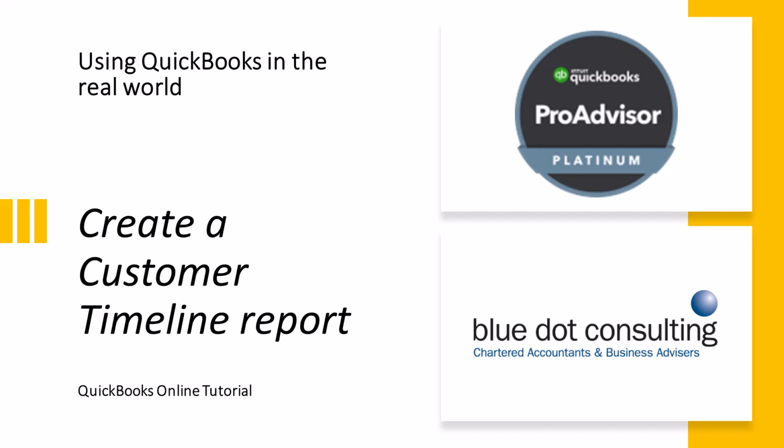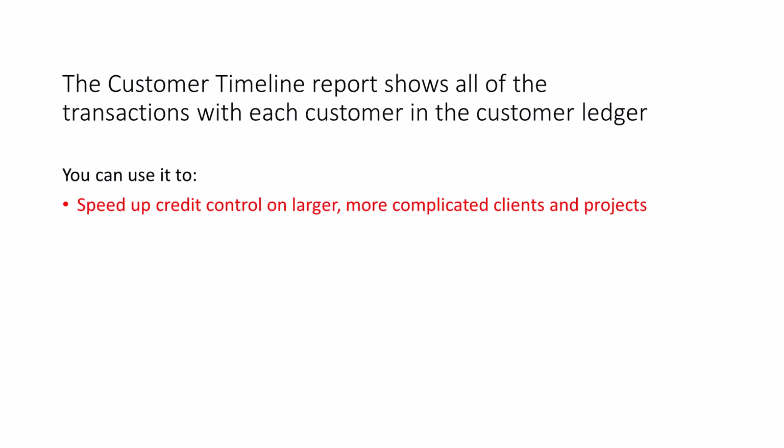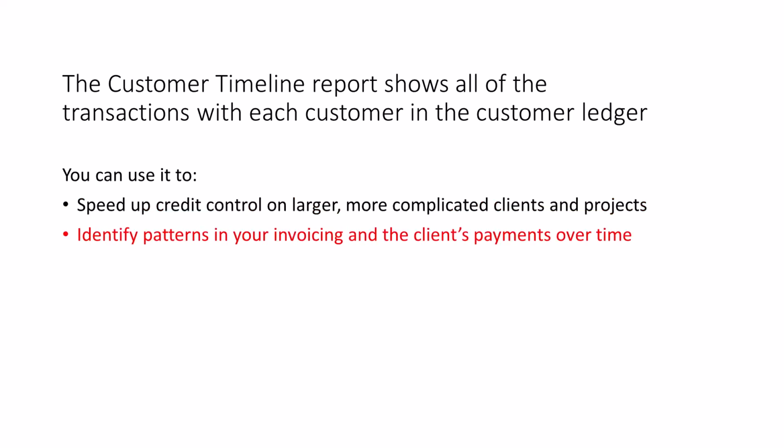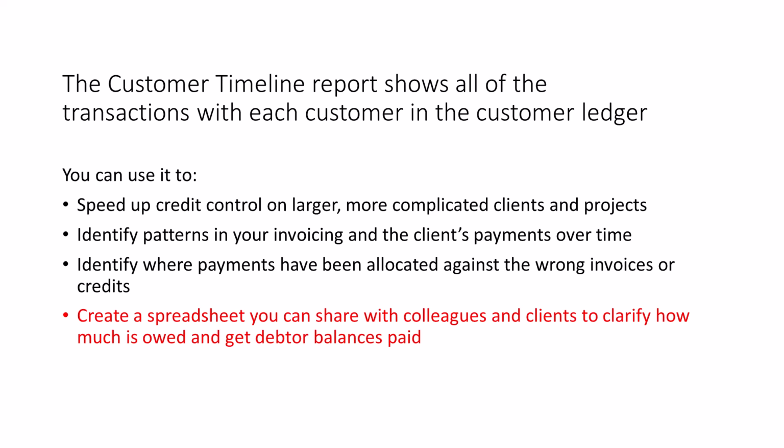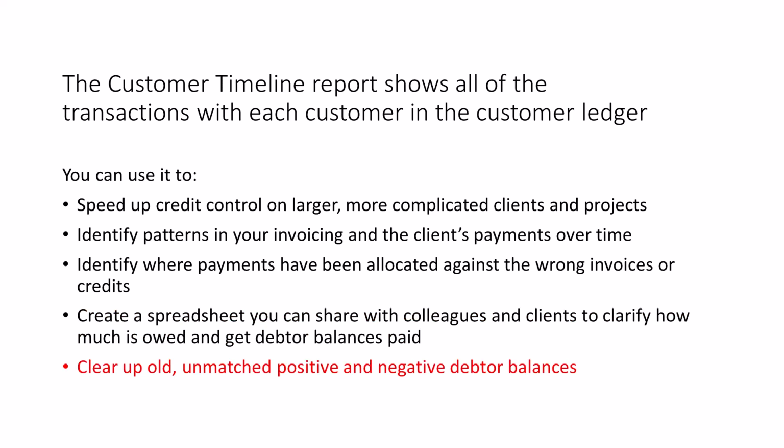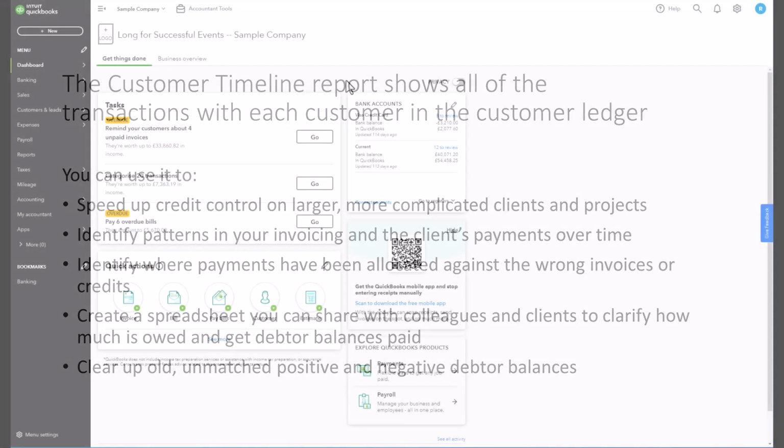Hi, in this tutorial we're going to create what we call a customer timeline report, which is a great report and it has a number of uses. You can speed up credit control, particularly on larger and more complicated clients, identifying patterns in your client's behaviour. You can identify payments that have been allocated incorrectly. You can download it into spreadsheets that you can share with colleagues and clients. And you can use it to clear up any old negative balances and old balances that have lingered for a while. So it's a great report.